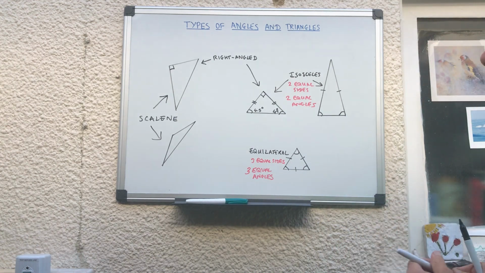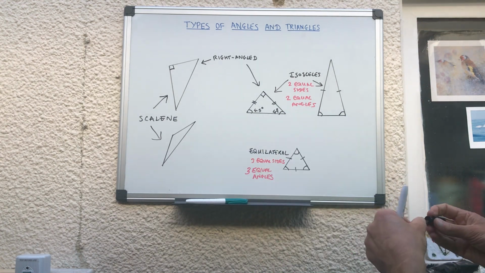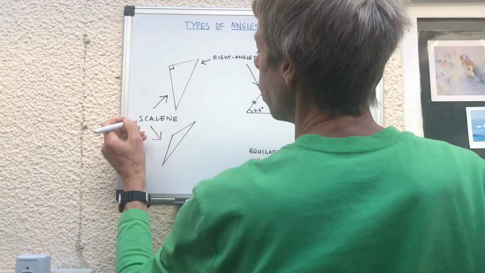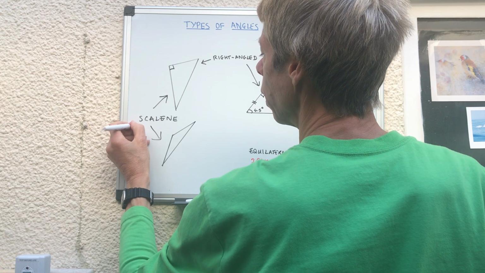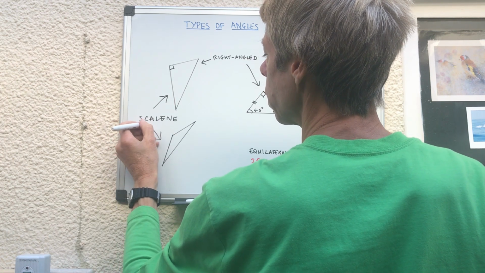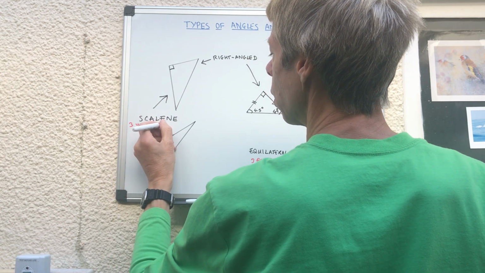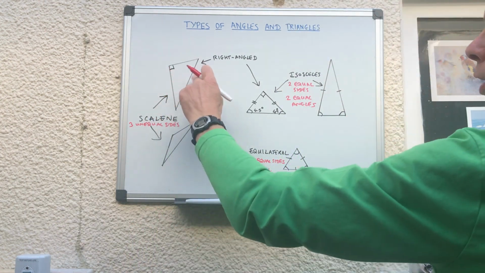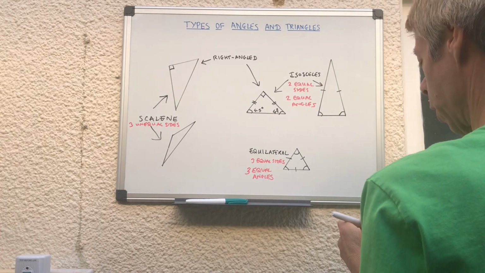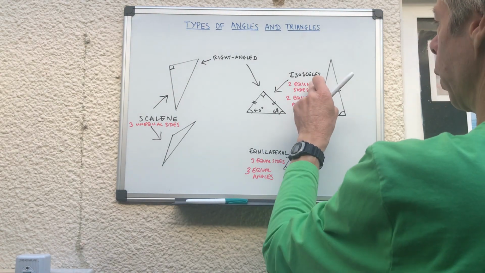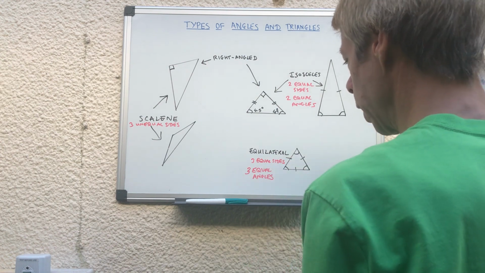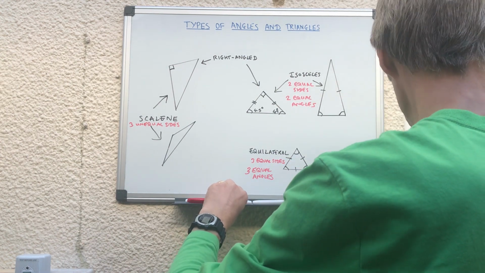So our three types of triangle are a scalene triangle, and this has three unequal sides, so none of the sides are the same length. Isosceles with two equal sides, two equal angles. Equilateral with three equal sides and three equal angles.